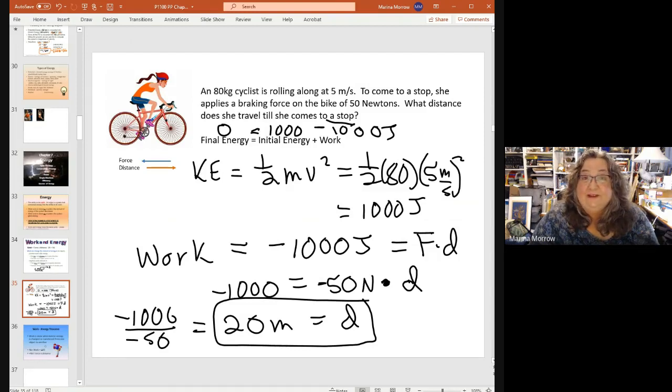You always have to give yourself plenty of room to come to a stop on a bike. Okay, now what if she was going to speed up? So she's at 5 meters per second, and so she could speed up by applying a force, of course, in the same direction.